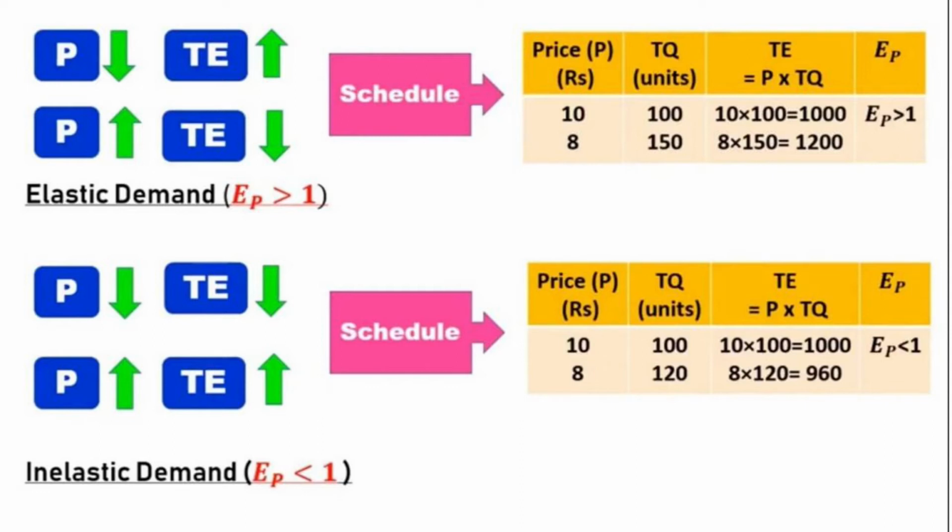Now that can be represented with the schedule. You can see here the price is 10 rupees, the quantity demanded is 100. When you look at the total expenditure, it is price into quantity. So 10 into 100, you are not going to have very great changes here. It is 1000. Now when the price is decreased to 8, the quantity demanded is only 120. So when you see it, it is very, very little, but there you have 1200.